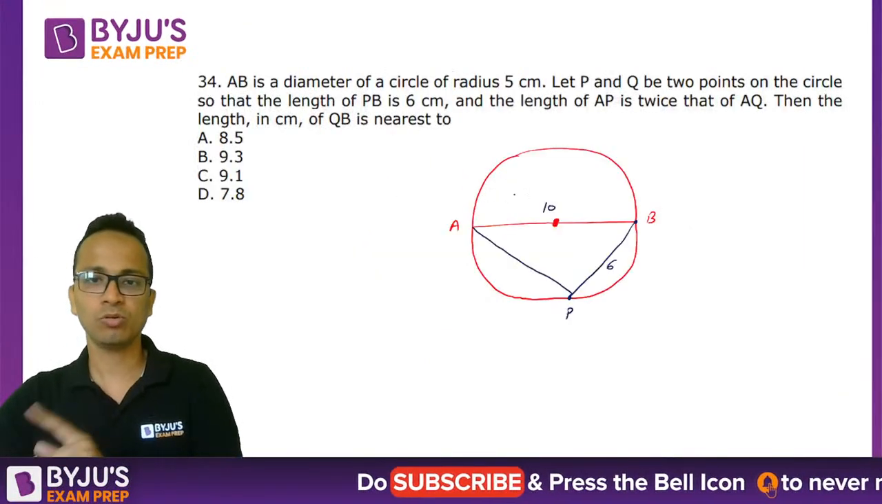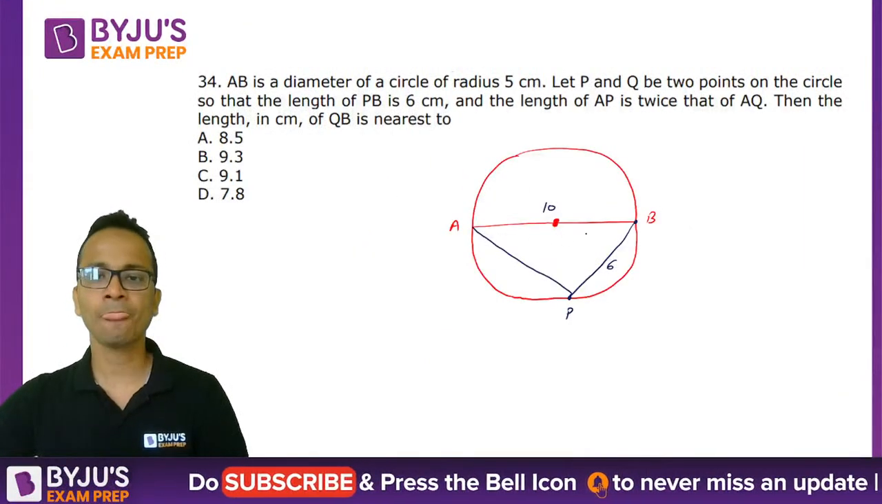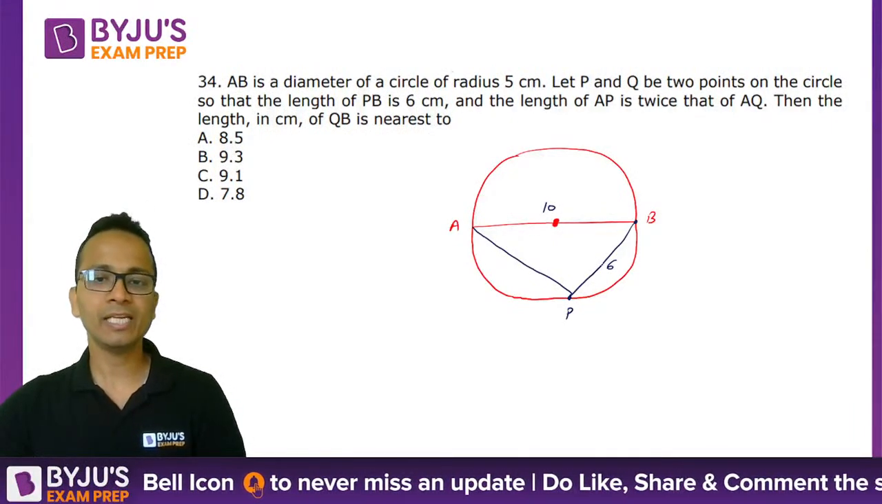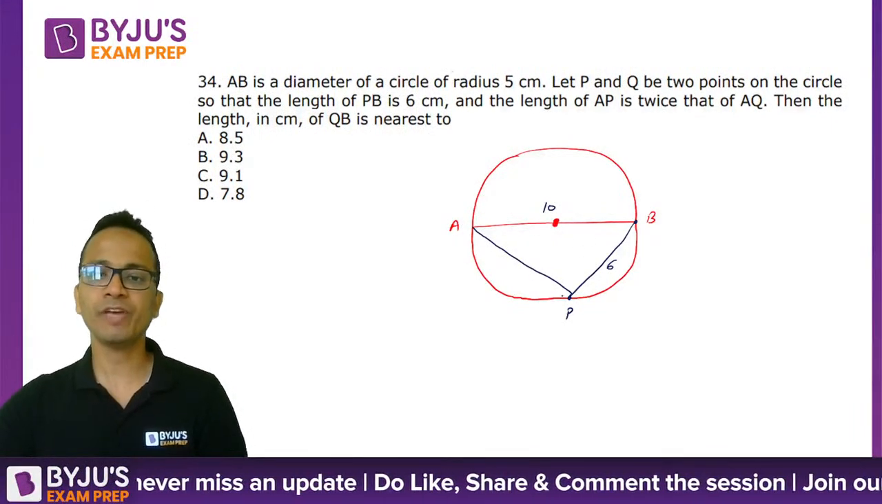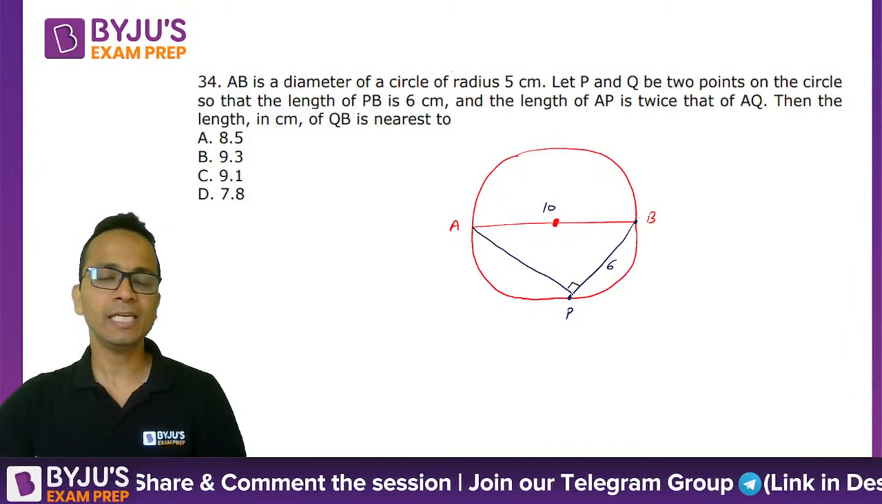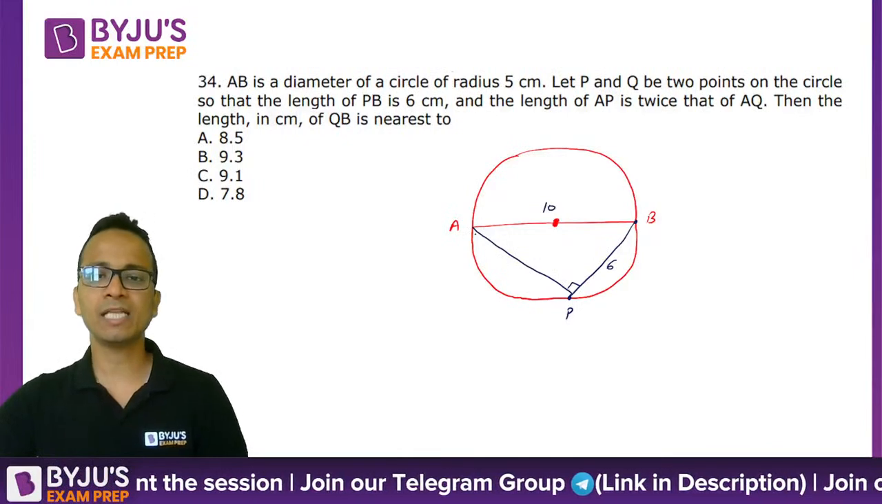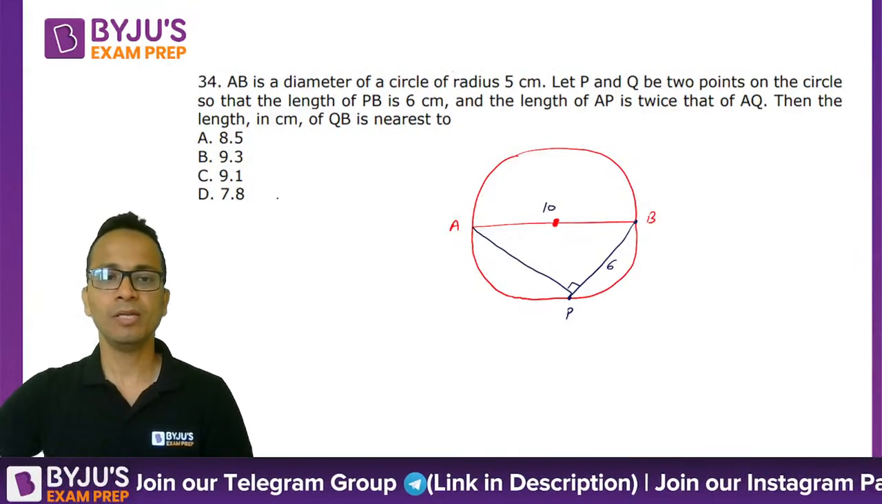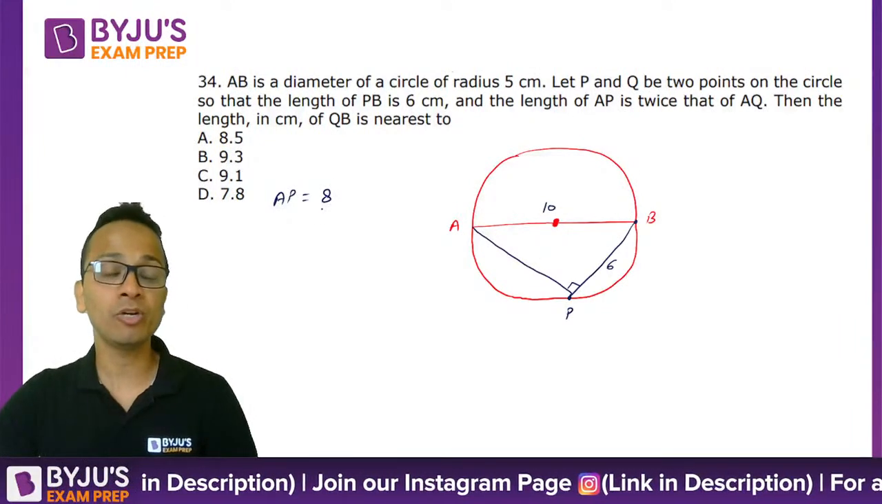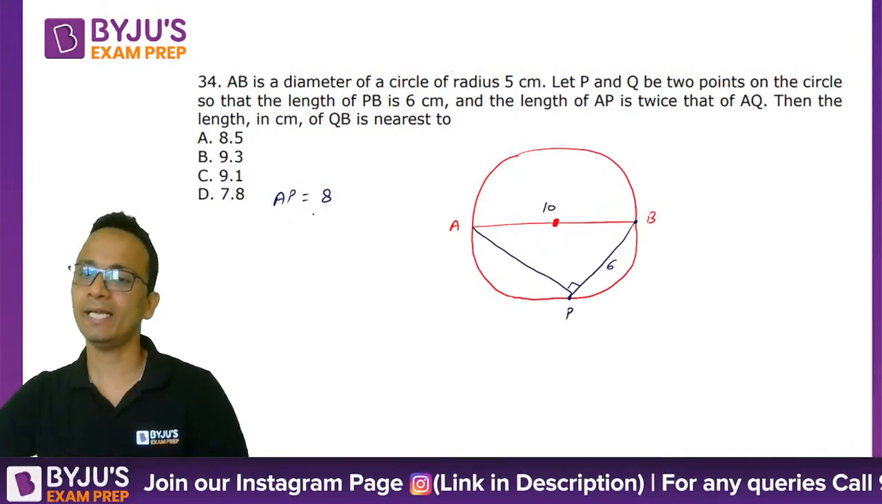All right, let's come to the current question. So AB is 10, BP this line is 6. So what will be the length of AP? Now the angle made by the diameter is 90 degrees. Using that concept, I can say that the length of AP will be equal to 8, using the Pythagorean triplet 6, 8 and 10.